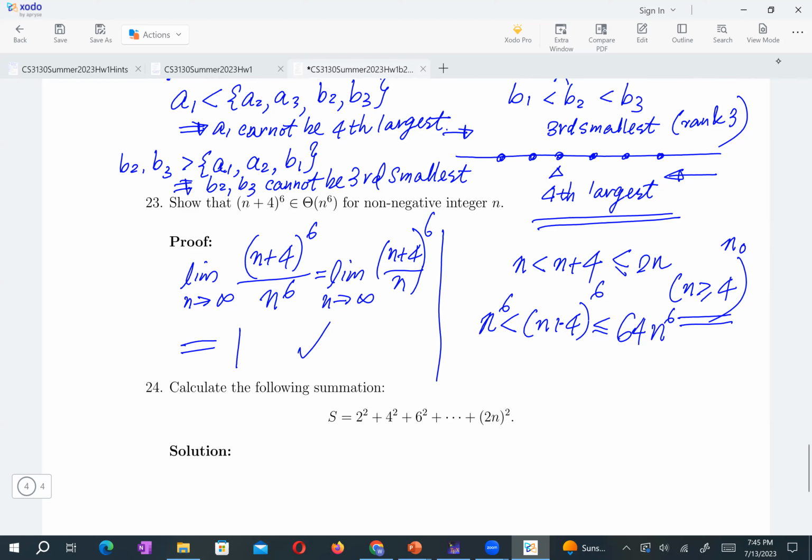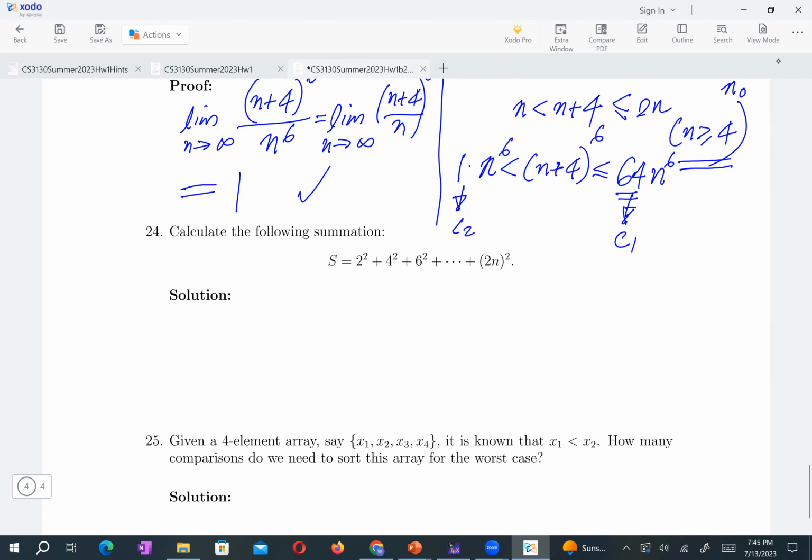So you have the constants C1, C2: 1 here is C1, and 64 is C2. And n0. So these are the 2 methods.